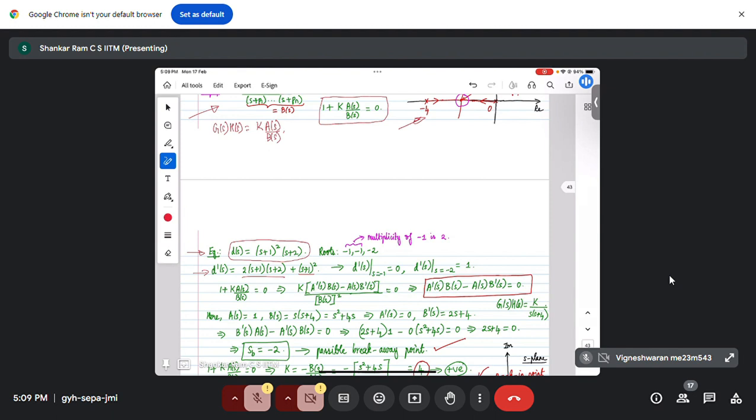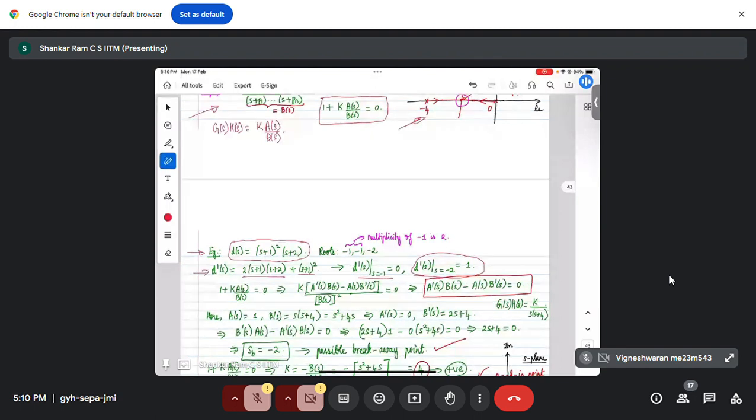Now something becomes interesting. Since -1 is a repeating root which repeats twice, the first derivative of this polynomial with respect to s is also 0 at -1. However, when we substitute -2, the derivative is not 0. So this is a unique property which comes into play when there is a repeating root. I hope this point is clear.